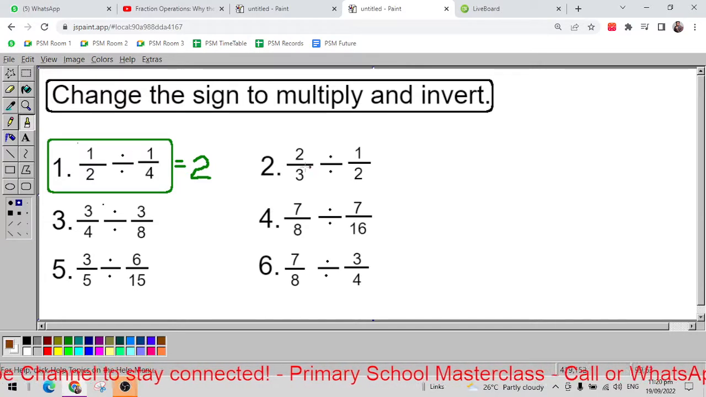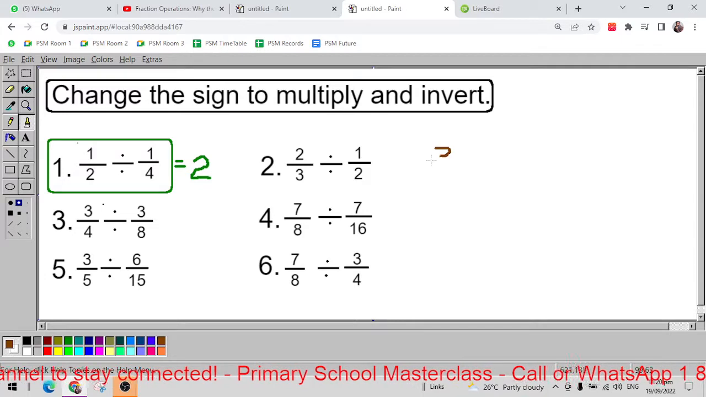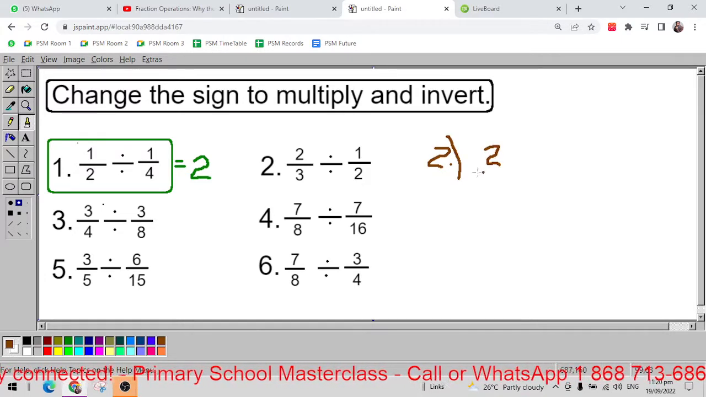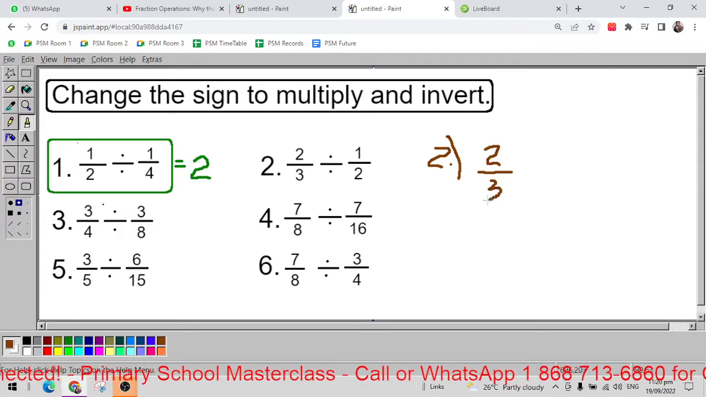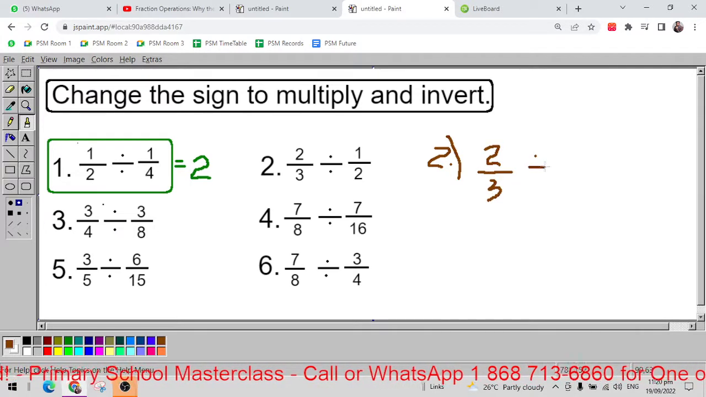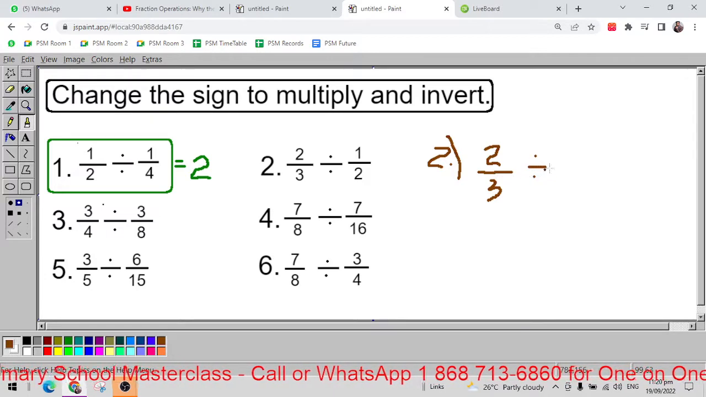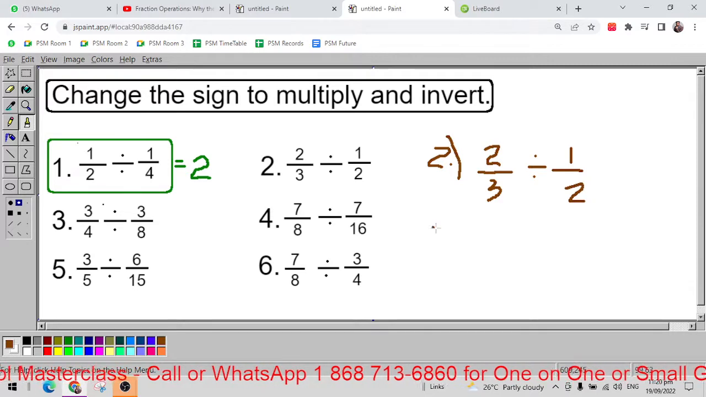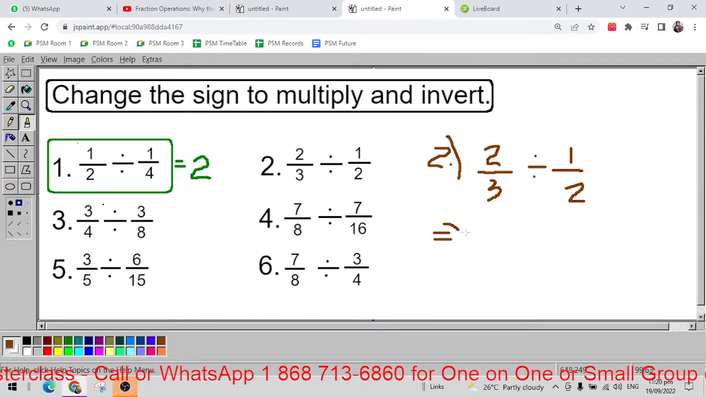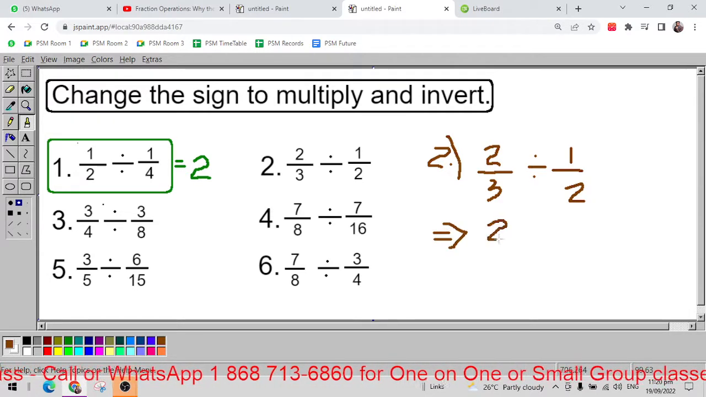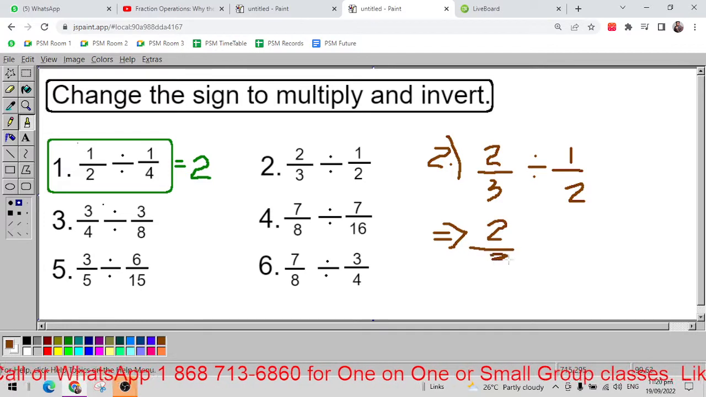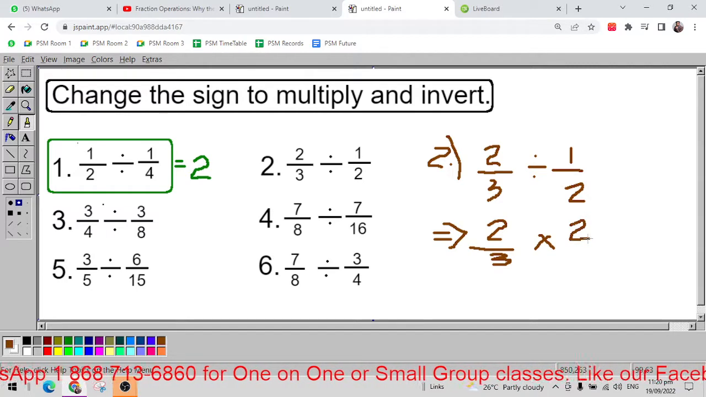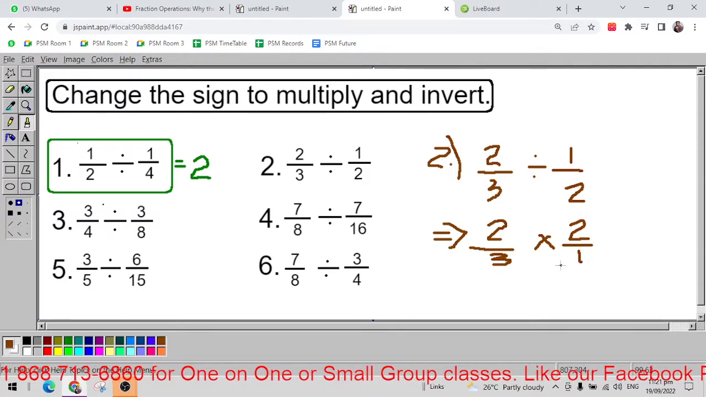Number 2 says 2/3 divided by a half. I'm just going to write the question fresh here. The next line is going to say 2/3. I change the sign from divide to multiply, and then I invert. So a half inverted is going to be 2/1.